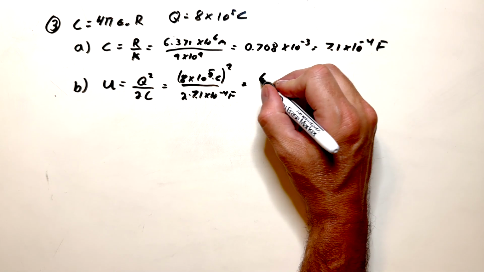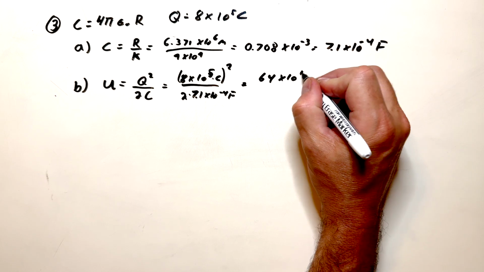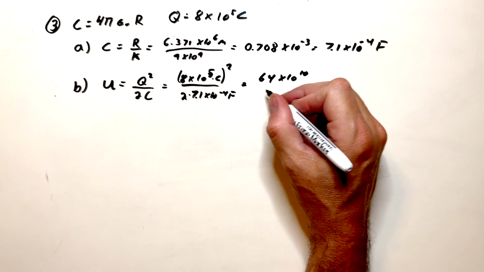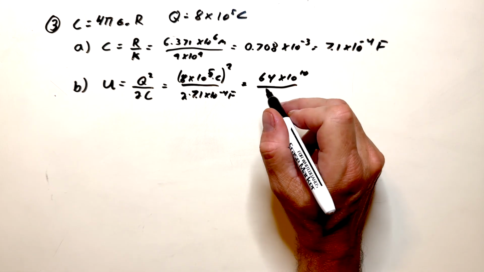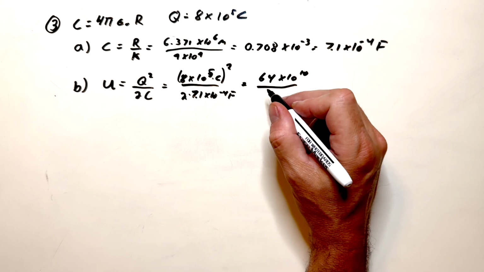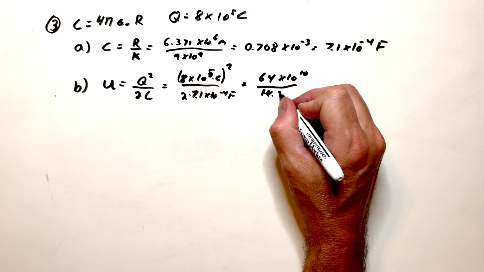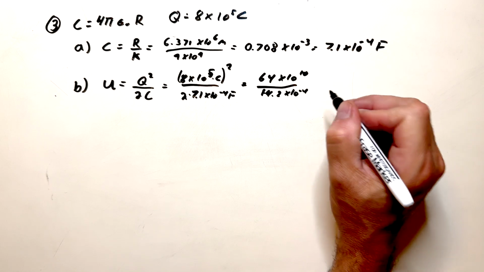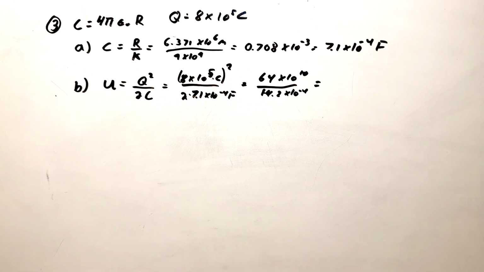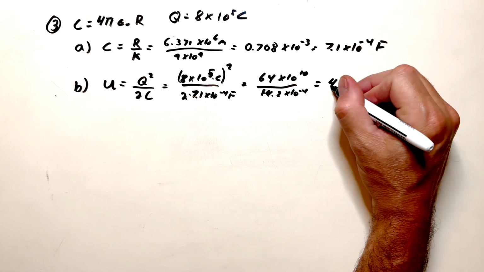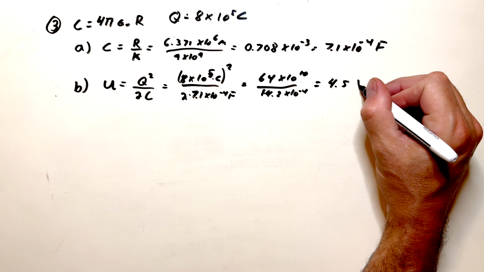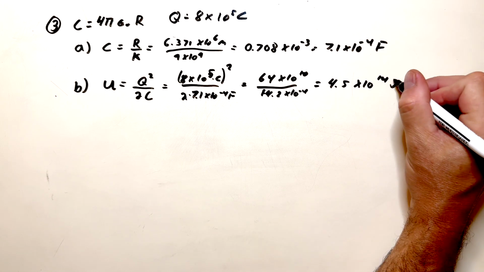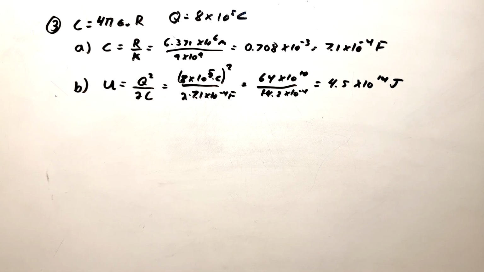Turns this into 64 times 10 to the 10 divided by 2 times 7.1, so that's going to be 14.2 times 10 to the minus 4. And in the end, punch that in, what do we get? We get 4.5 times 10 to the 14th joules. So that is a lot of energy. That's crazy, huh? Man. All right, and then part C.